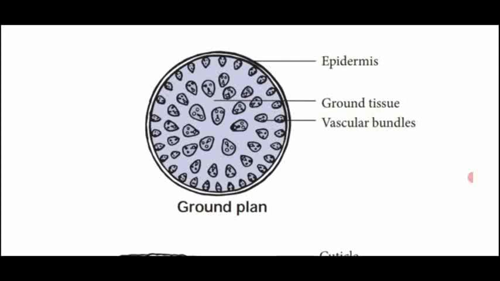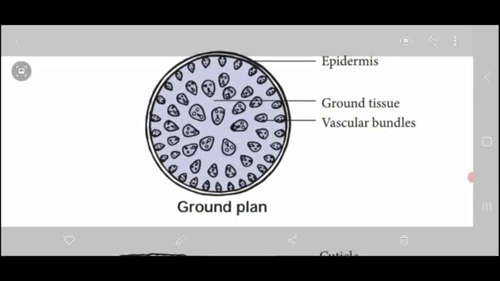Dear students, kindly note the shape of the vascular bundle. How does it look? It looks like a skull. Then 2 eyes, 1 nose and also 1 mouth. So that the shape of the vascular bundle is named as skull-shaped vascular bundle.